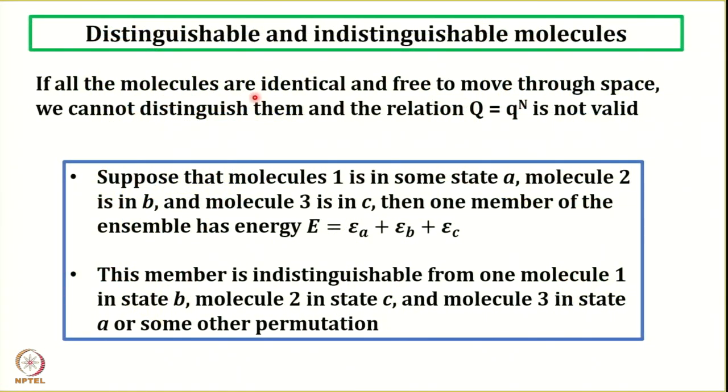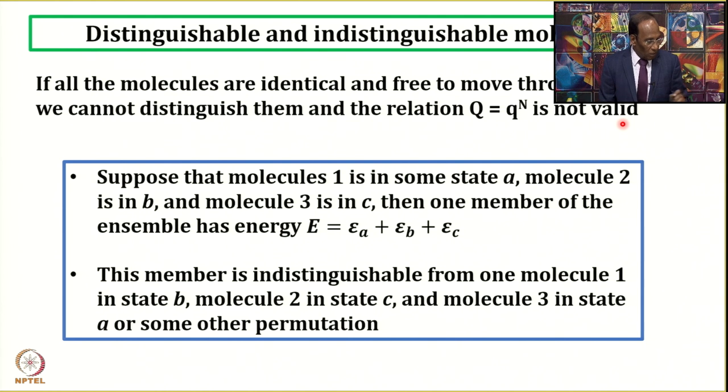Therefore, if all the molecules are identical and free to move through space, we cannot distinguish between them. And in that case, Q equal to q raised to the power N is not valid. Why is it not valid? Let us have some discussion on it.